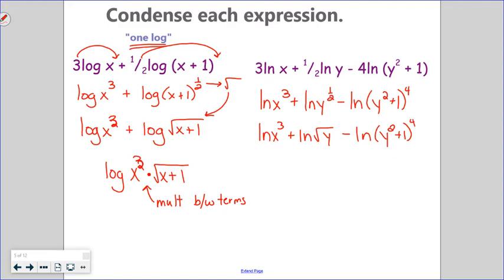We have not seen something like this when doing our condensing. If you have a binomial raised to an exponent, leave it alone. Don't ever write that out in FOIL. Just leave it. In this case, y squared plus 1 to the 4th. Don't do too much work. So all these positives, the x cubed and the square root of y, go to the numerator. This one had a negative, so that all goes to my denominator. Notice one natural log sitting out front of our fraction. Any questions on that?